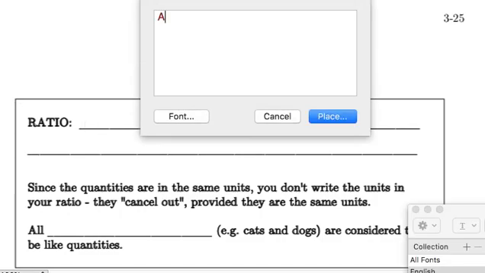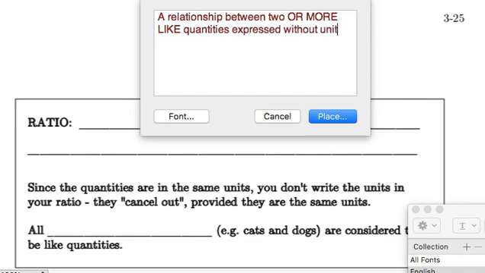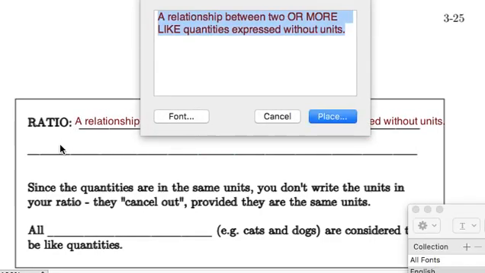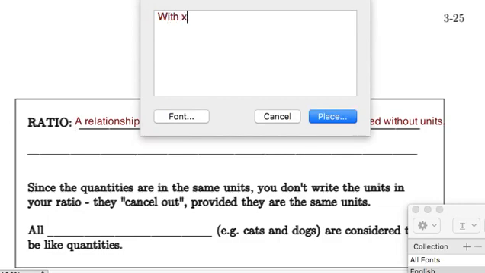So a ratio is a relationship between two or more, that's a big important word, quantities. And let's add in here, expressed without units, because that's an important element. You'll see when we're dealing with ratios that there's no units when you write a ratio. With exceptions, ratios are expressed in integers.